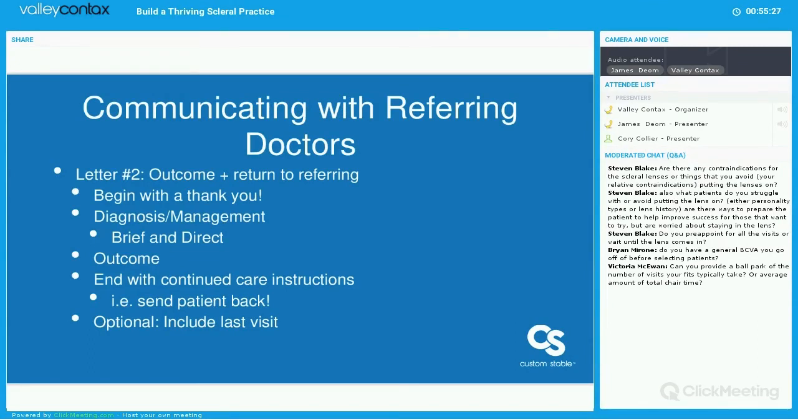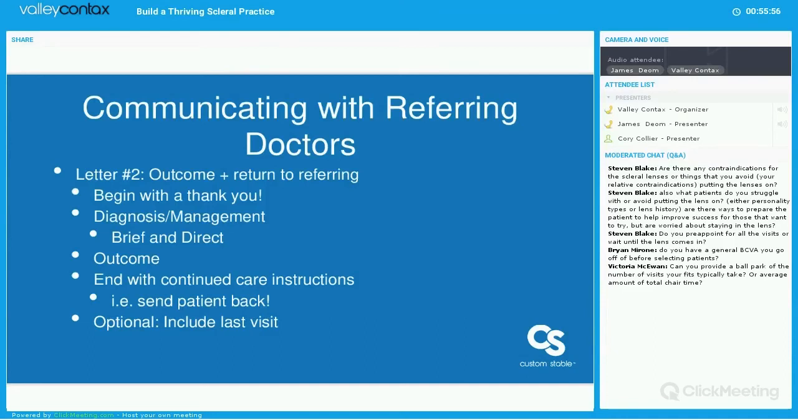And so then letter two is going to allow us to talk about the outcome and make sure that the doctor knows that we're returning the patient for their comprehensive care. And so we're going to say thank you. We're going to supply the diagnosis again, but then we're going to say an outcome. So whatever the goal that either the referring doctor sent to you or that the patient has set for themselves, we want to make sure that we include that they met that goal or how they met the goal, so that the doctor knows that we achieved our endpoint.